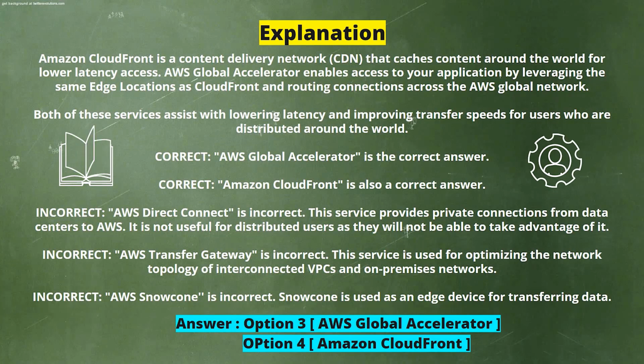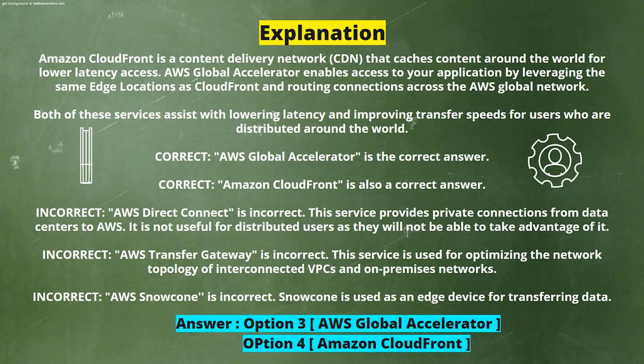access. AWS Global Accelerator enables access to your application by leveraging the same edge locations as CloudFront and routing connections across the AWS global network. Both of these services assist with lowering latency and improving transfer speeds for users who are distributed around the world. Correct, AWS Global Accelerator is the correct answer. Correct, Amazon CloudFront is also a correct answer.